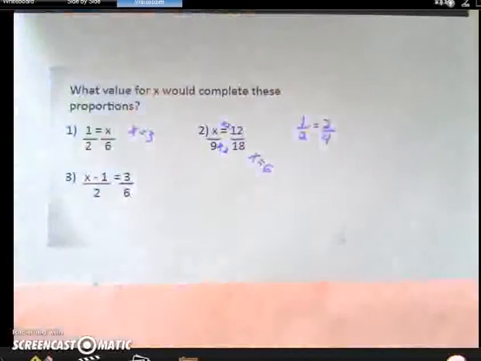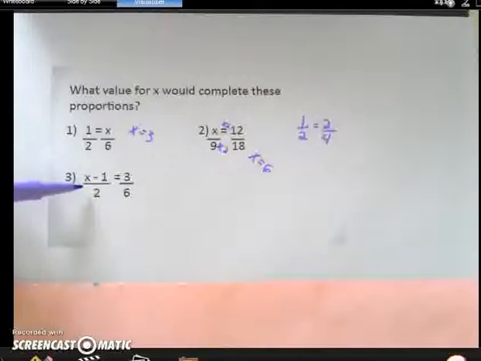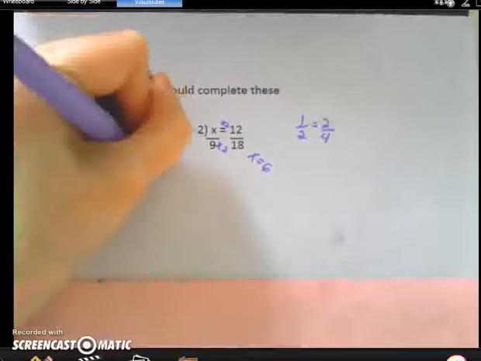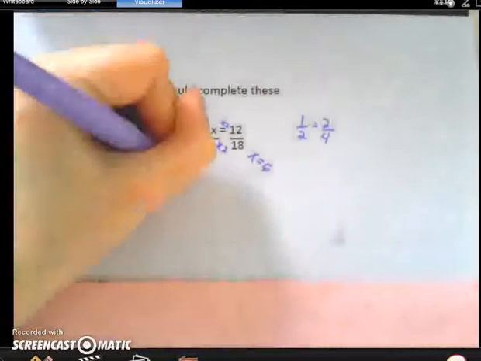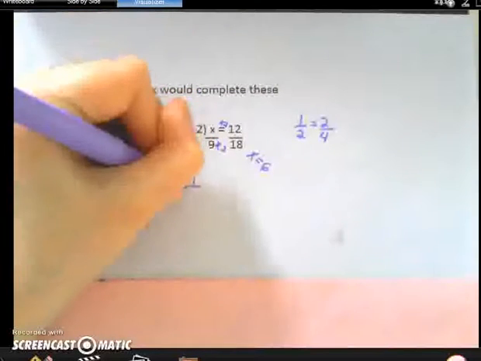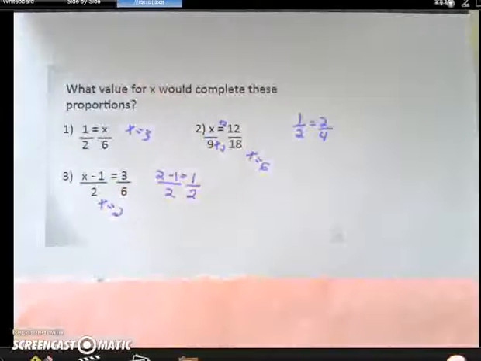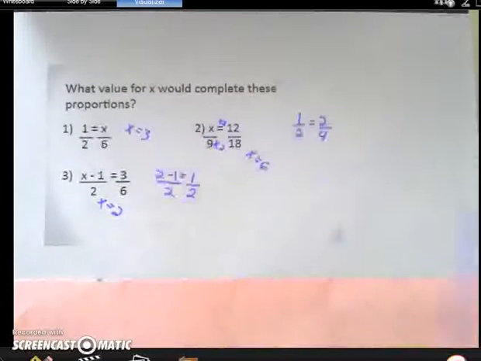Now this one's a little bit more difficult. We know 3/6 is 1/2, so we want this to be equal to 1/2. So that means x minus 1 has to be equal to 1, which means that x has to be equal to 2, because 2 minus 1 would give you 1 over 2, which is the same as 3/6. Okay, so solving a proportion basically means to find the value of x so that these two fractions are equal.